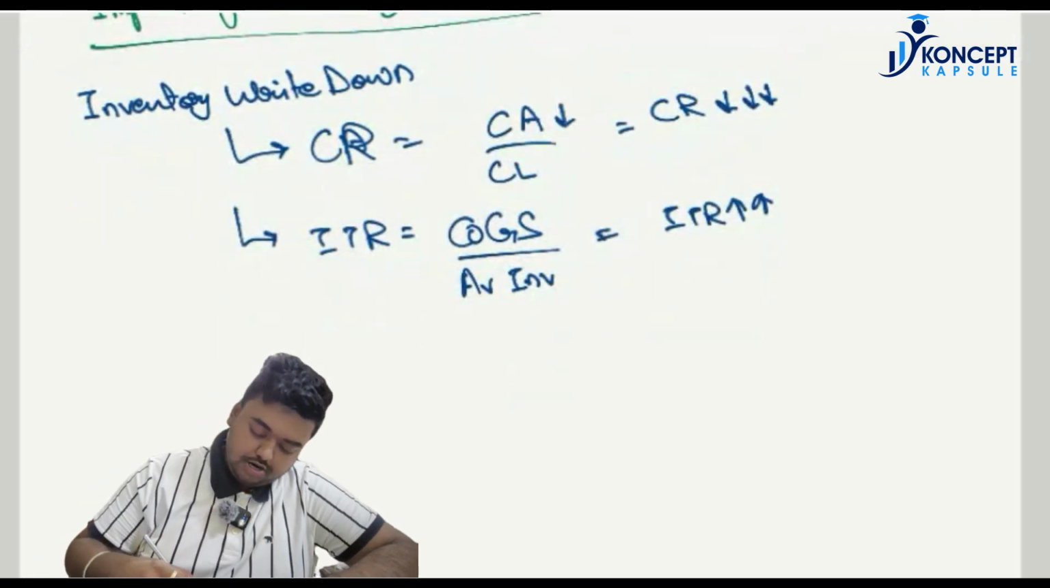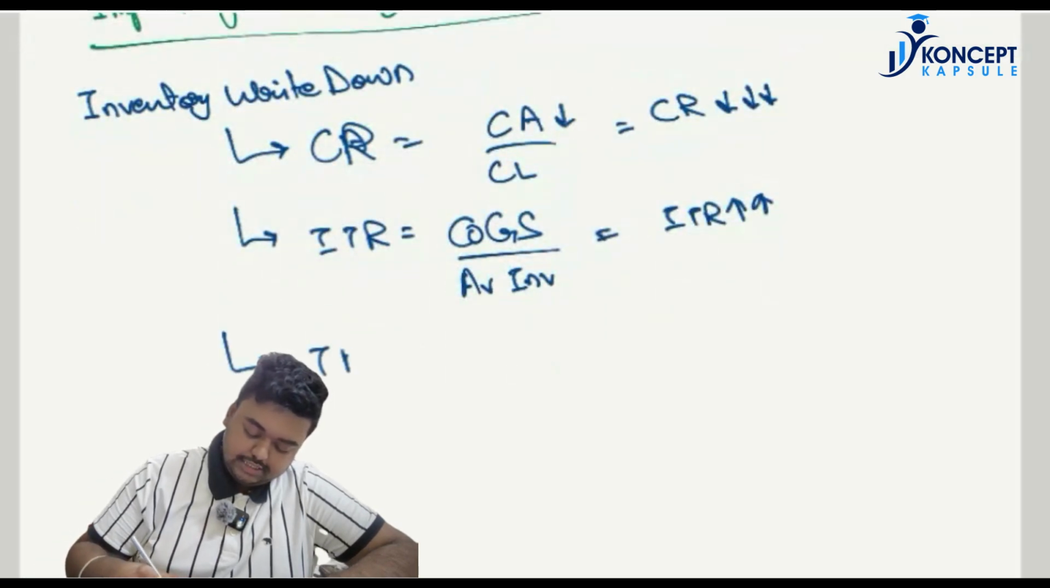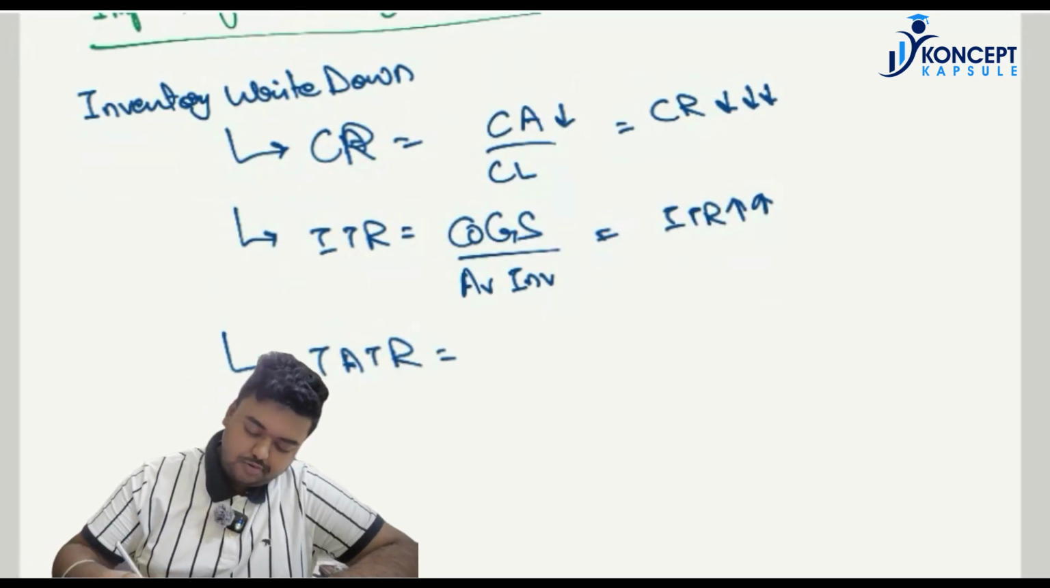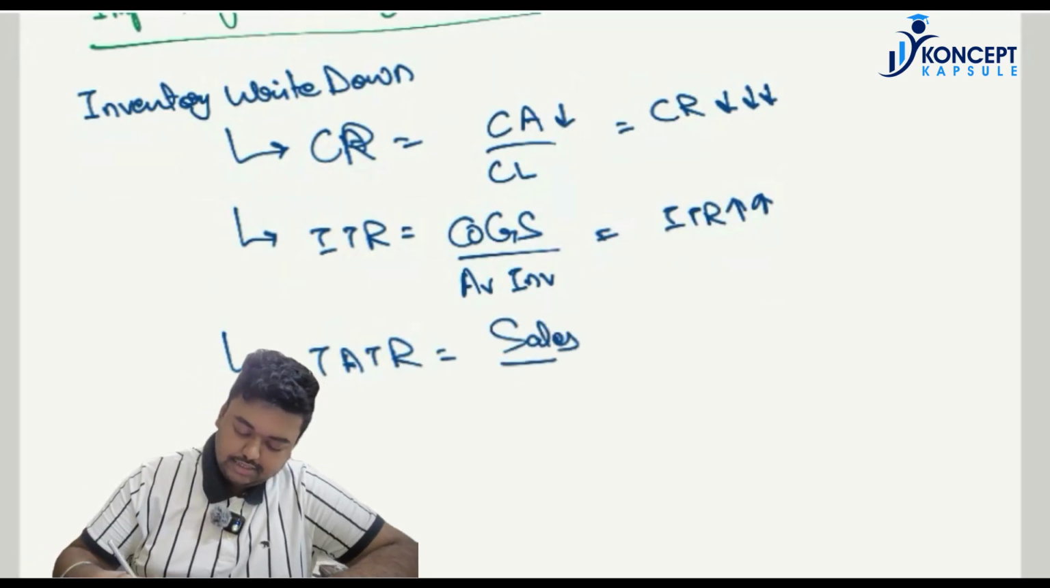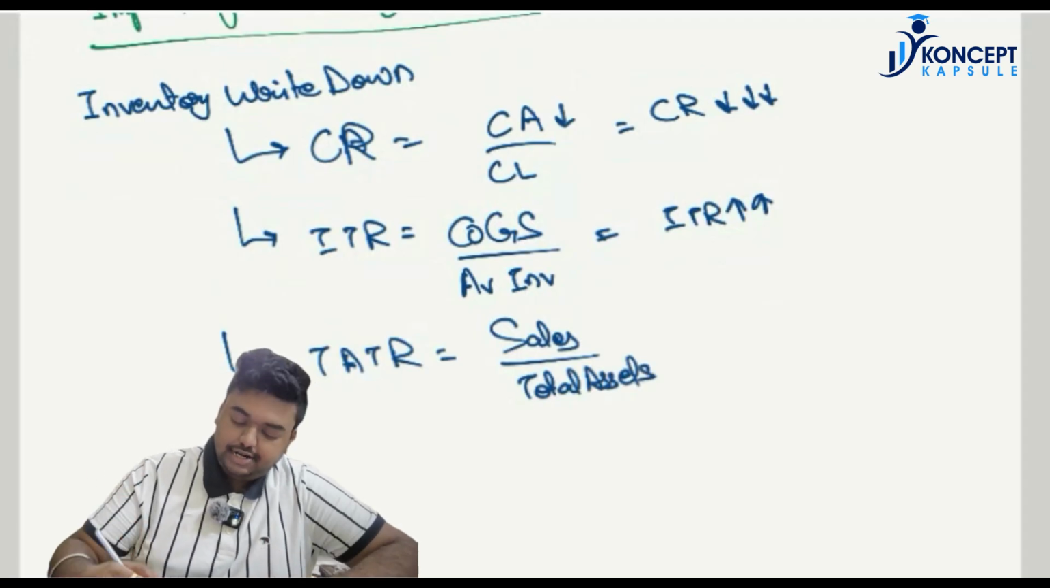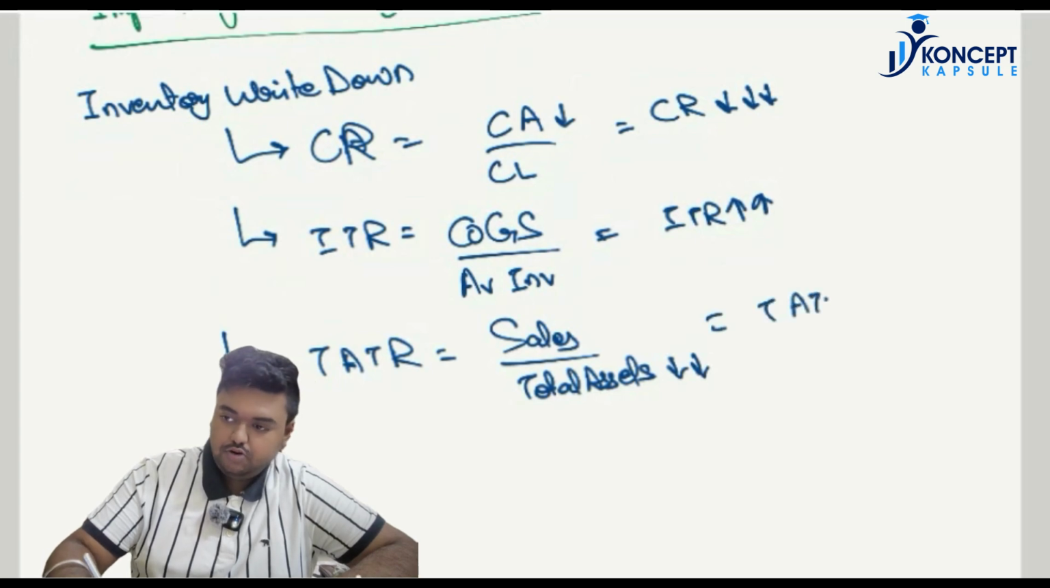Correct? The third is the total assets turnover ratio. What is the total assets turnover ratio? It is sales by total assets. Now, if inventory is written down, your total assets will go down. So your total assets turnover ratio will increase.